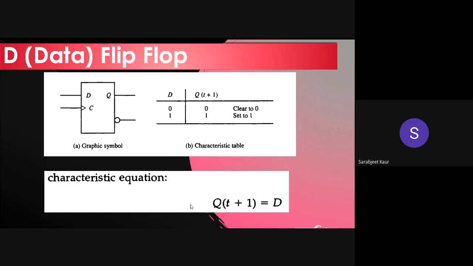Right. And what is the characteristic equation of this D flip-flop? That Q at T plus 1, the output at the next state, is always equal to the input D. Is this clear? So you can see that the characteristic equation simply sums up the behavior of the flip-flop, which is depicted in detail in the characteristic table. Any problem up till now?